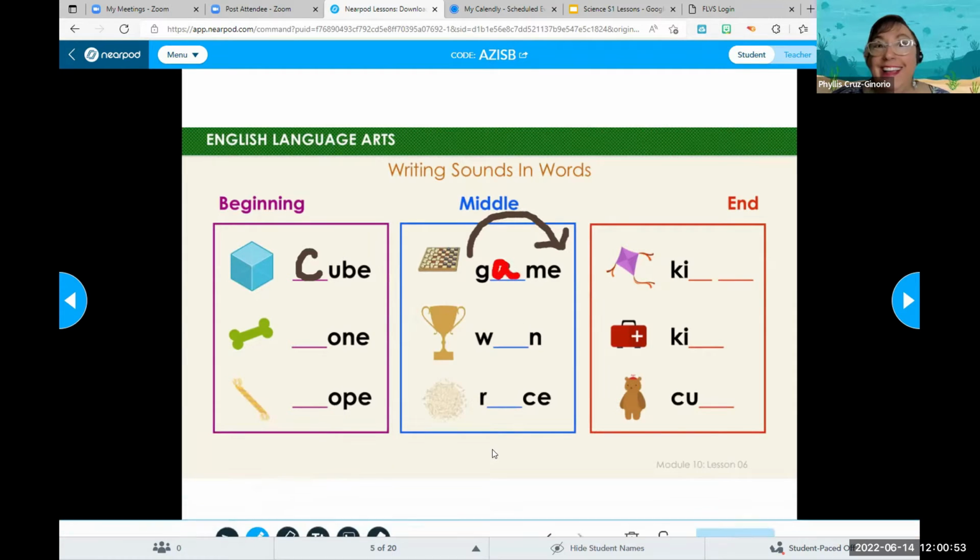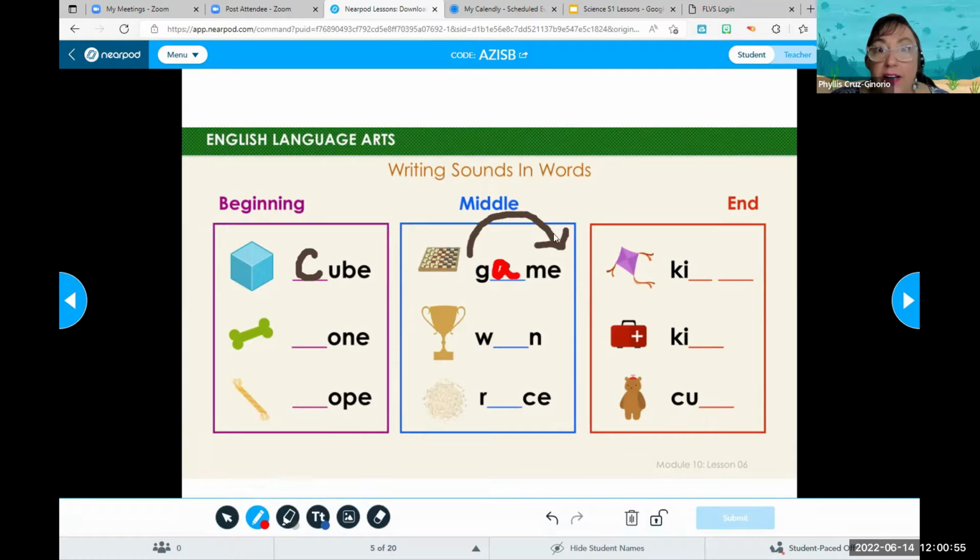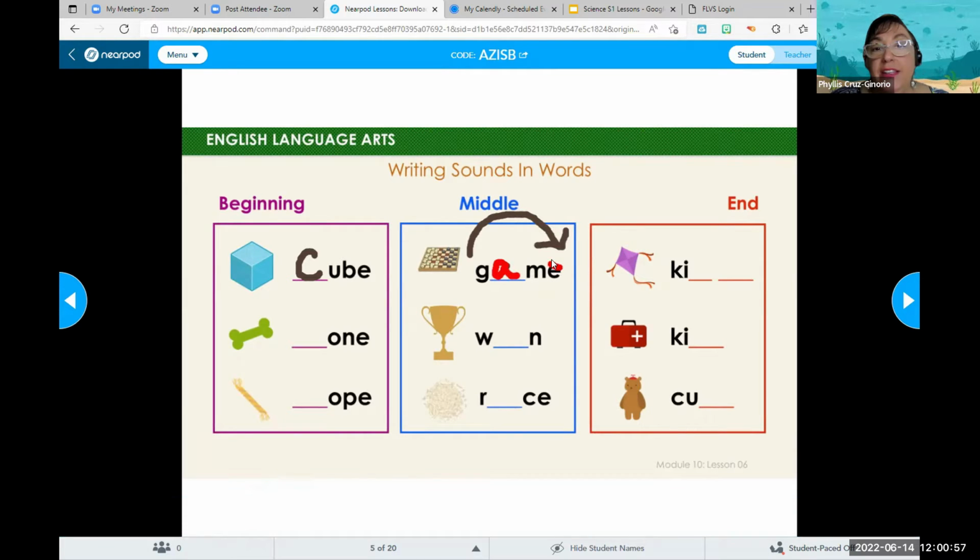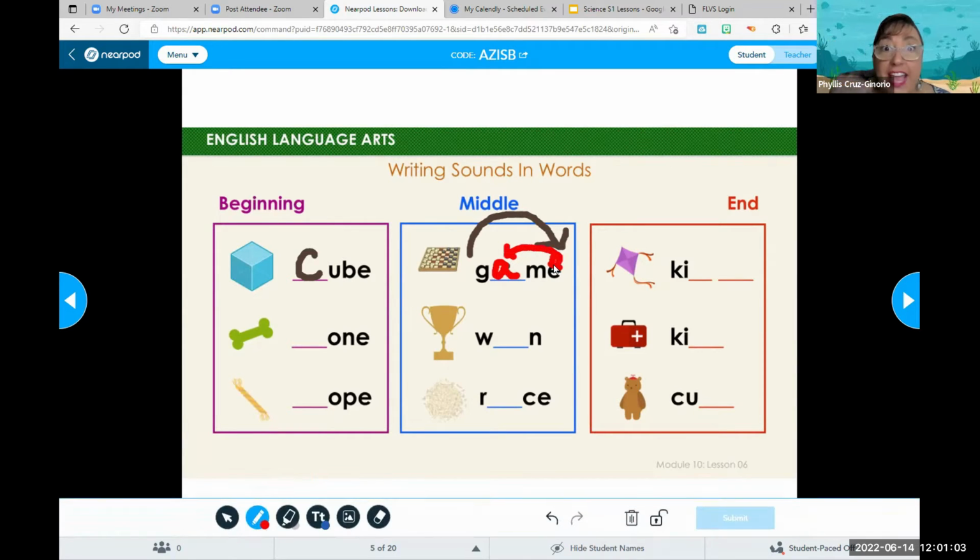Aim. It's an A. And why is it the long A? Because we have a magic silent E right here. He's a magician and he jumps over and tells A to say your name. Say your name. No, no, no. A's not your name. A is your name. Say your name.